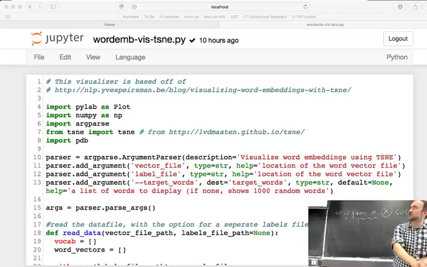So one is that the settings really matter. If you set this perplexity term to go from a certain value to a certain value, you can see you get a radically different visualization.